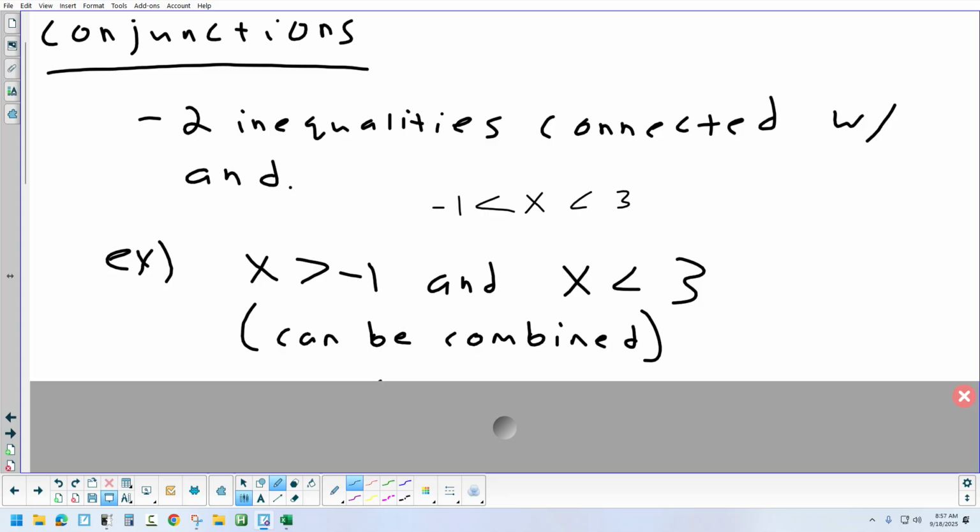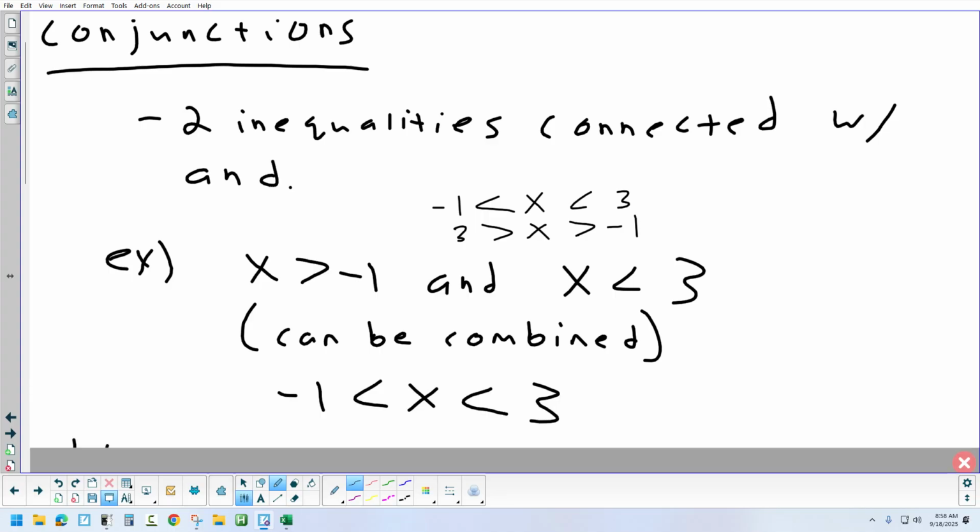What's another way you could combine it? Kind of the same idea, but almost like the opposite. It still would mean the same thing. Just write it in reverse, so do 3 and the greater than symbol, and then x and the greater than symbol, and then negative 1. That means exactly the same thing. So the way I chose right there was the -1 was on the left.